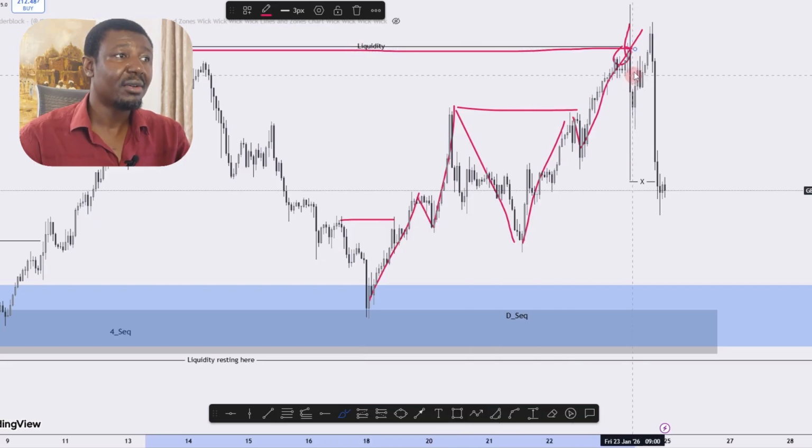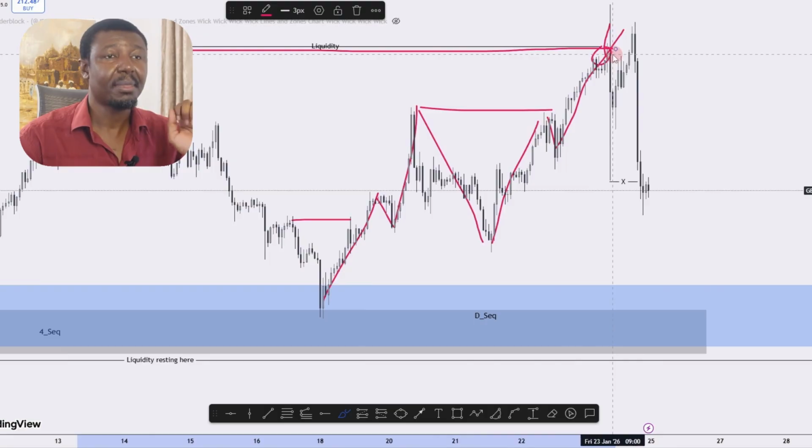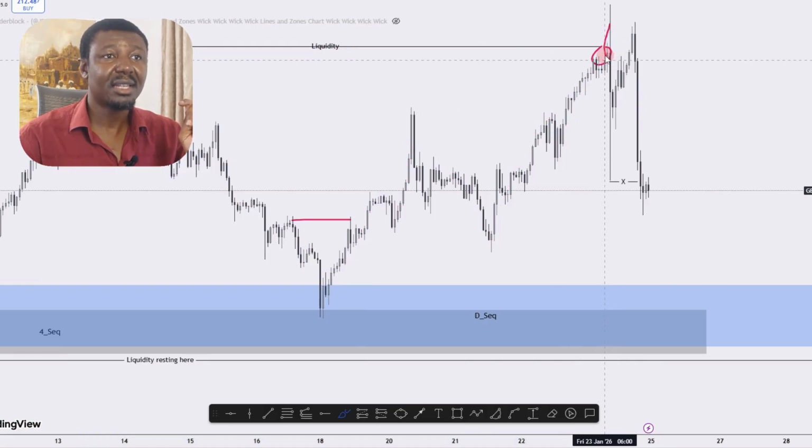When we got to this high, we actually expected the market to take out this high. Now, before this was the news that came out that caused this market volatility last week.